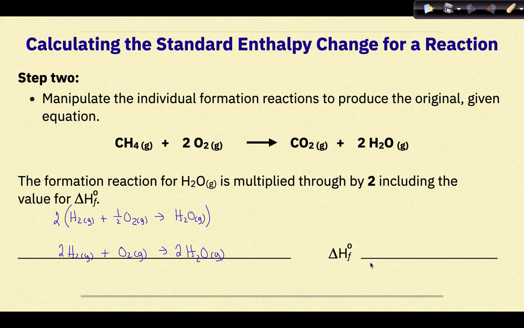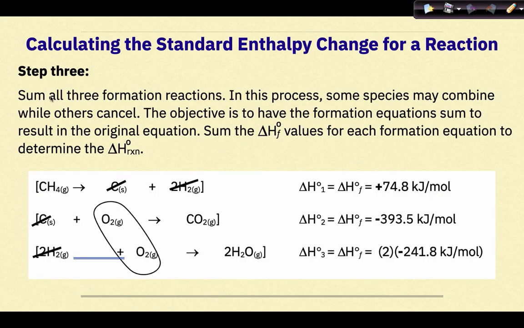And our heat of formation value, remember, originally it was negative 241.8 kilojoules per mole. Now we're going to take that value and multiply it by 2, so our value would be negative 483.64 kilojoules per mole. Step 3, sum all of the 3 formation reactions.